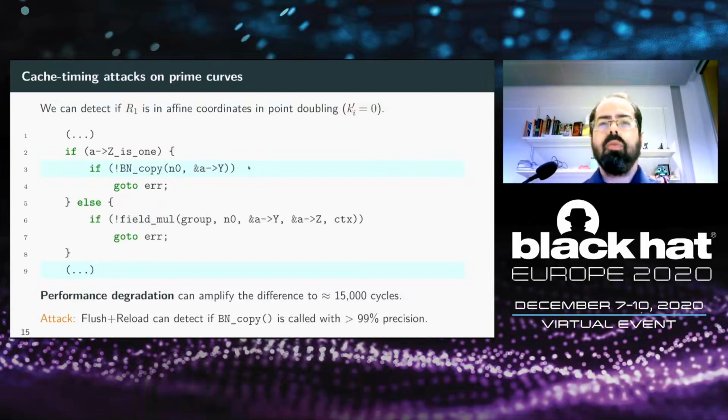Observe that the performance difference between this line and this line is not very high, but a performance degradation attack can amplify the difference to around 15,000 cycles, which corresponds to 3 slots. As a result, the attacker is able to mount a flush and reload attack that detects if BN copy is called, which means that the Z coordinate of the point is 1, which means that the point is in affine coordinates, which leaks a bit of the scalar. In our particular case, this was possible with larger than 99% precision.